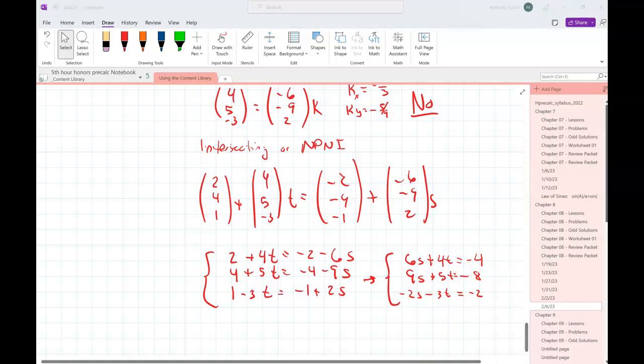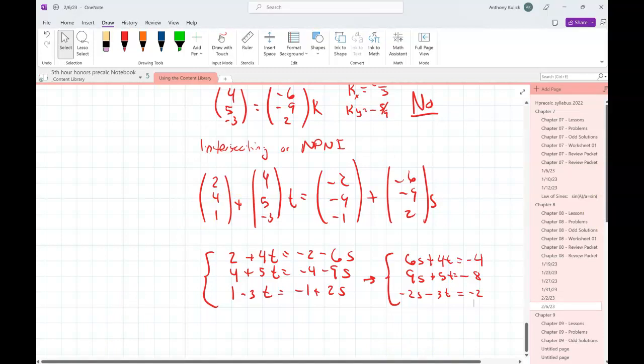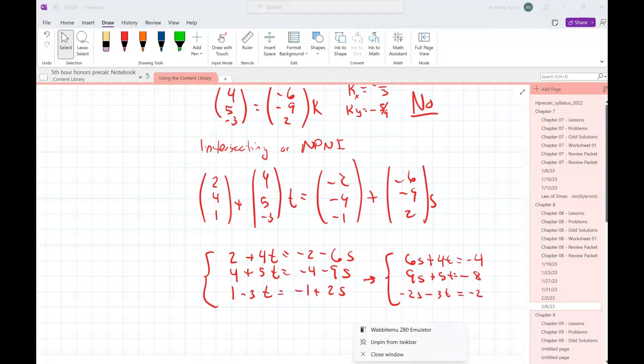Now, where's my calculator? What do you notice about this system that I've set up? How many variables does this system have? 2. How many equations does my system have? 3. Is that a problem? No. Why is this not?